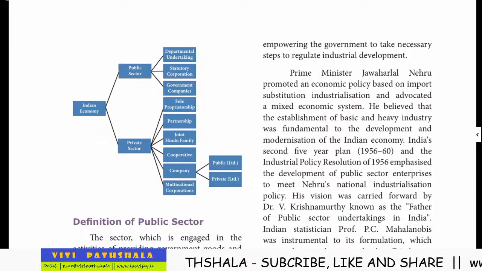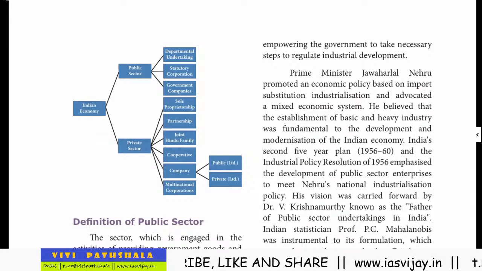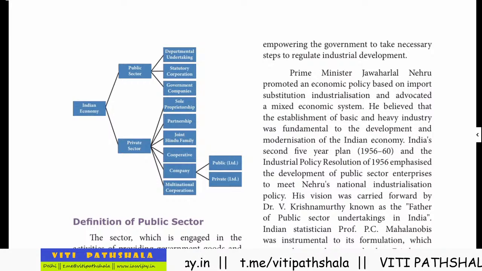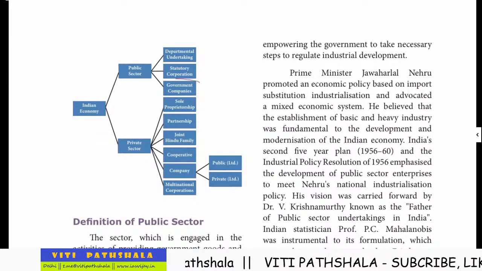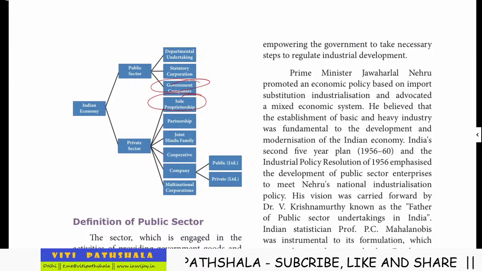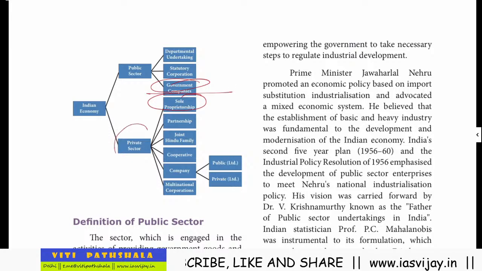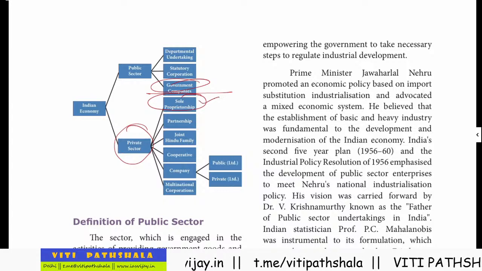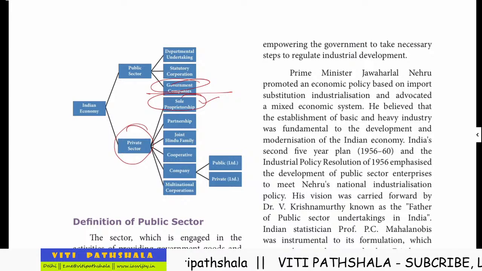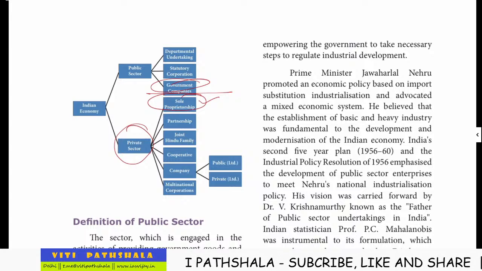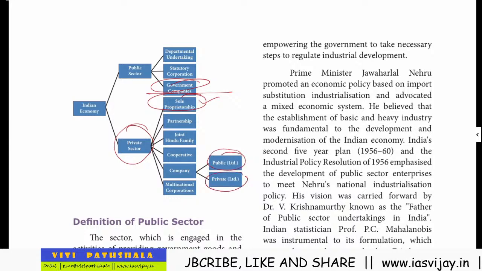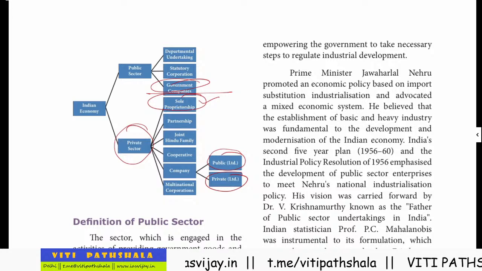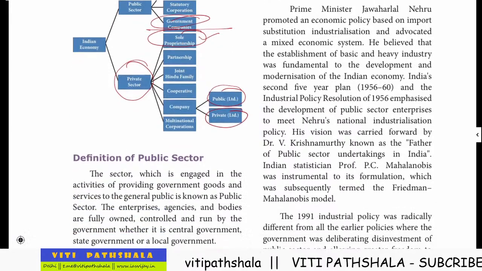Now, Indian economy, the public sector and the private sector. In the public sector comes the departmental undertaking, the statutory corporations, and government companies. Then in the private sector comes sole proprietorship, the partnership, joint Hindu family, cooperative company, and the company, which may be a public limited company or a private limited company. Then multinational corporations.